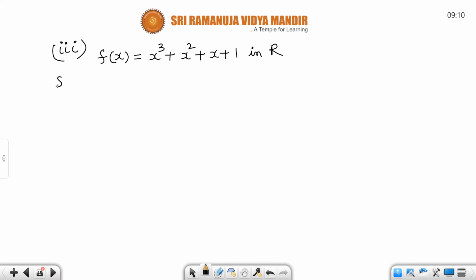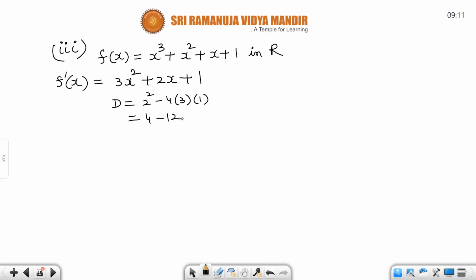So f dash x. Somebody please tell me what is f dash x? 3x square plus 2x plus 1. This is a quadratic expression. We can see that its discriminant is negative. What is the discriminant? B square minus 4ac. 2 square minus 4 into 3 into 1. So that is 4 minus 12, negative.